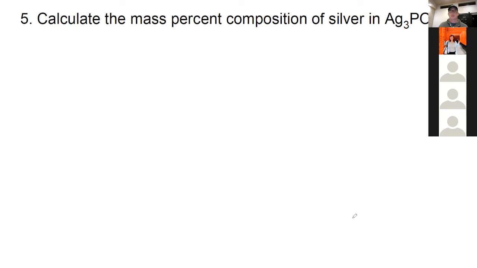All right, so mass percent composition. Where do we begin? We really still haven't defined what this means. So it's the percent of silver out of what? Is it the mass of silver over the total mass? That's exactly right. Basically, if I had 100 grams of silver phosphate, how many grams of it would be silver? Is what we're asking. So how do we figure that out?